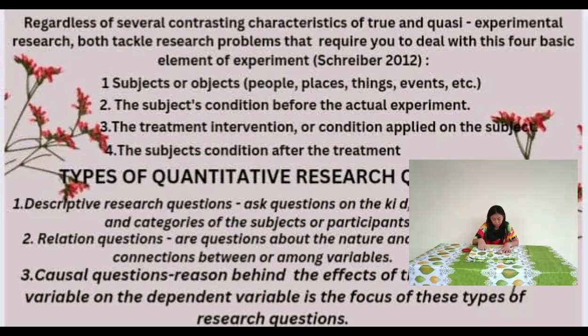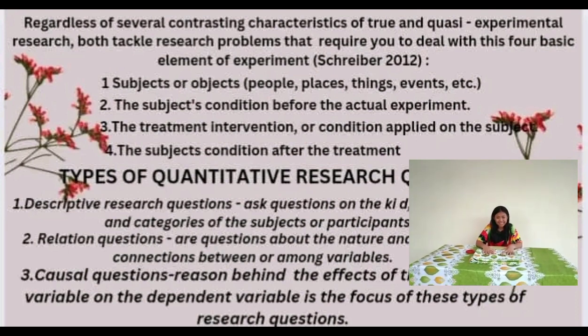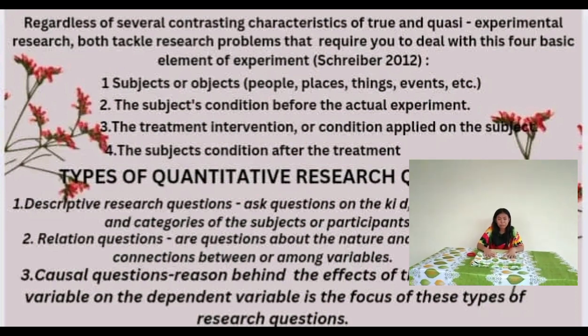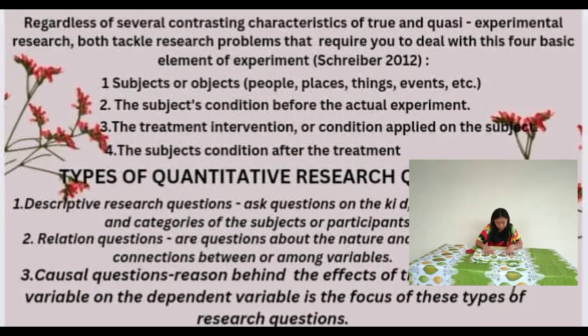First, subject or object, like people, places, things, events, etc. Second, the subject conditions before the actual experiment. Third, the treatment, intervention, or conditions applied on the subjects. Fourth, the subject condition after the treatment.